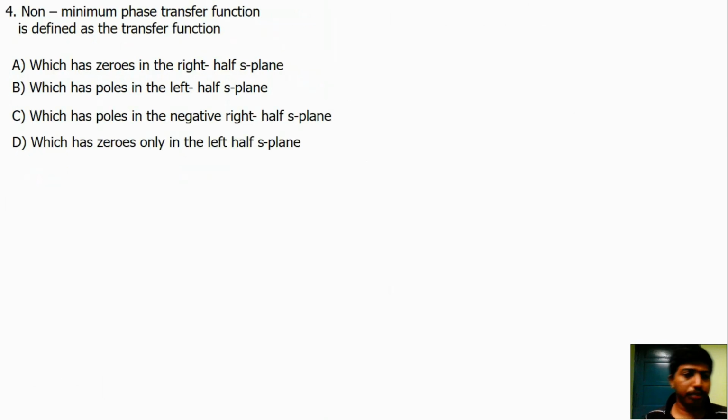Then the fourth question: what is a non-minimum phase system? If any one of the poles lies in the right half of the s plane, then the system is unstable. If any one of the zeros lies in the right half of the s plane, then the system is a non-minimum phase system. So option A is correct. If a zero lies in the right of the s plane, then the system is a non-minimum phase system. This is the definition.